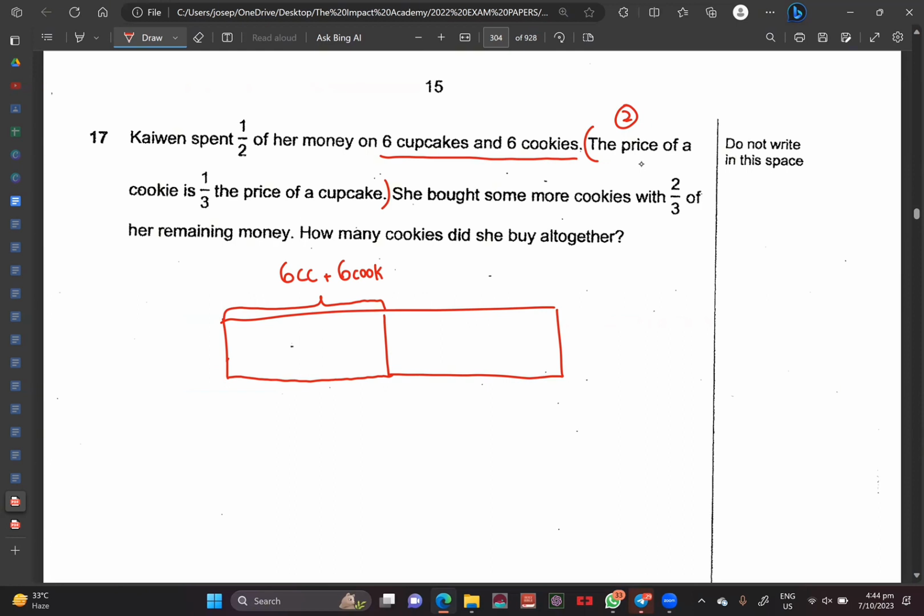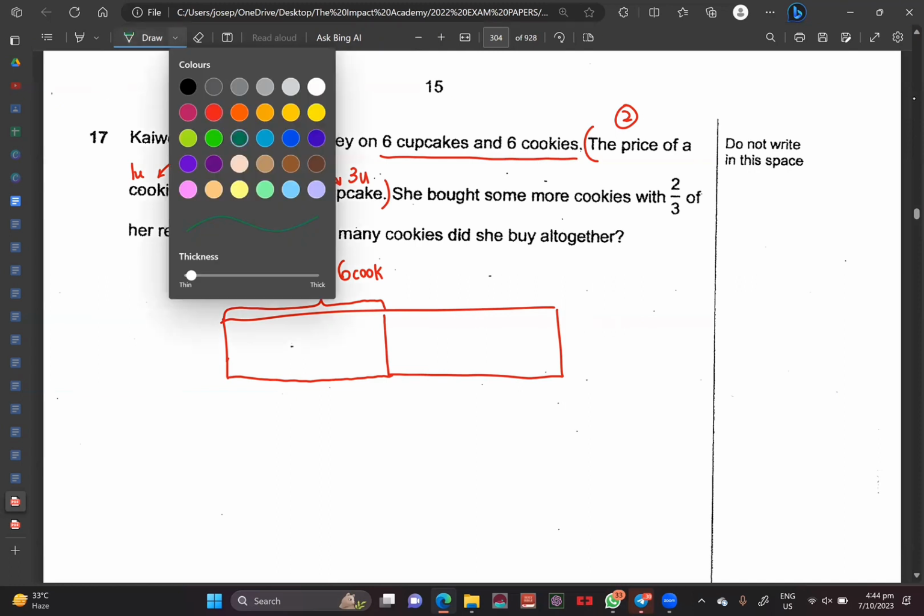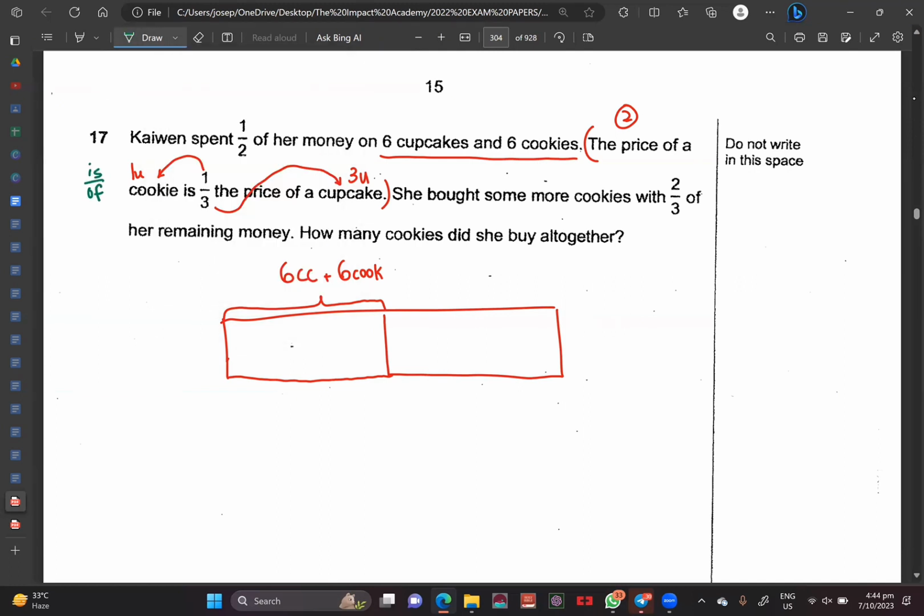Okay? Alright, so what I want to say is this. The price of a cookie is 1/3 the price of a cupcake. What is the meaning of that? That means to say 1 unit goes to cookie, 3 unit goes to cupcake. Teacher Joseph, why? Because there's something called ease over off. I don't know if you all remember this. Ease over off. Right? Ease is closest to cookie. So 1 unit, which is the numerator, must be for cookie. Off is closest to cupcake. Off is always the denominator. Can you see that? So 3 is in the denominator. It has to go to cupcake. Am I making sense here?